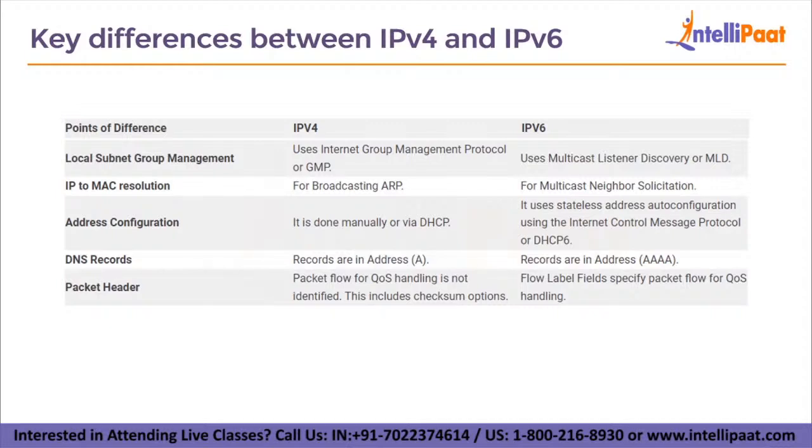Records are in address, which is a single A in IPv4, and in IPv6 it is four A's. Coming to packet header, packet flow or QoS handling is not identified in IPv4, and this also includes checksum options. Coming to IPv6, flow label fields specify packet flow for QoS handling.